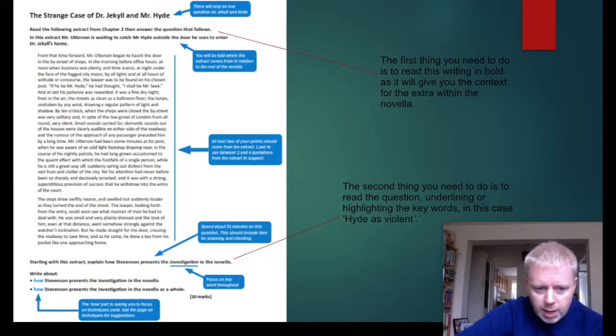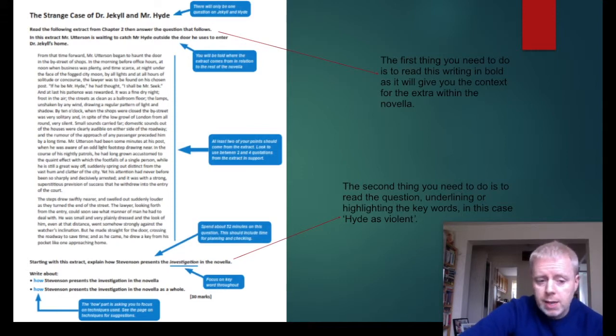So read below the extract, then you've got the question. It says, starting with this extract, explain how Stevenson presents the investigation in the novella. So every single thing you're going to be highlighting and annotating on this extract must relate to that question, the investigation. Everything you then go on to write about must refer in some way, shape or form to the investigation that Utterson undertakes.